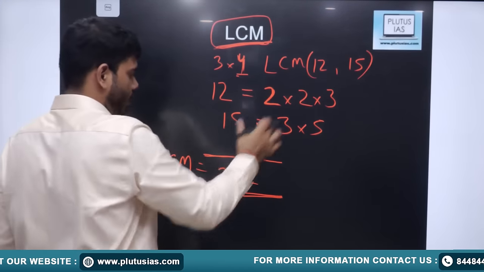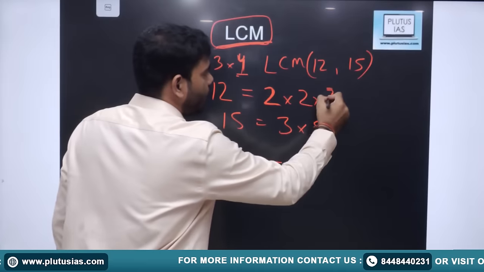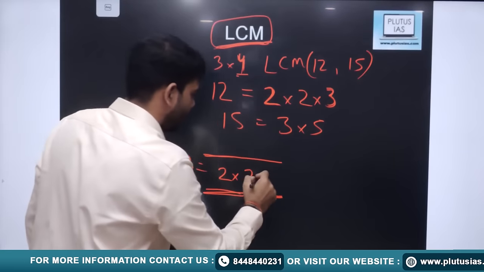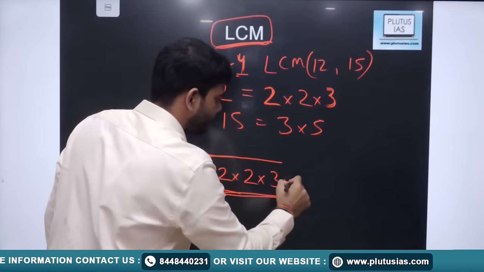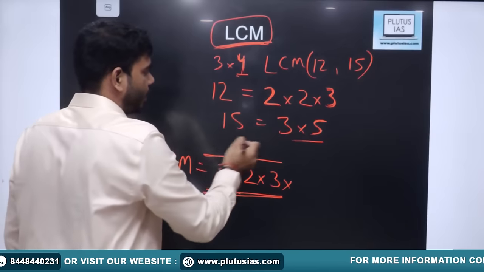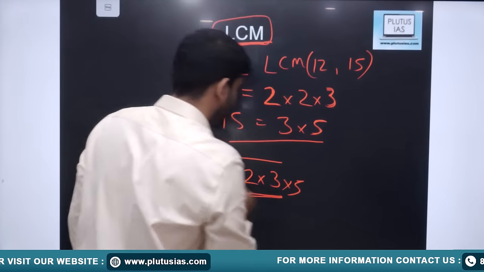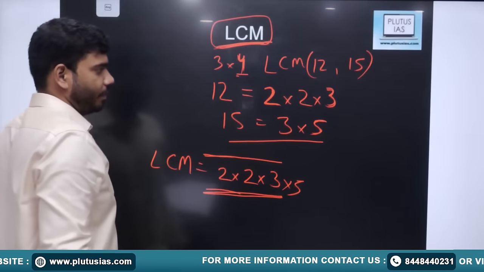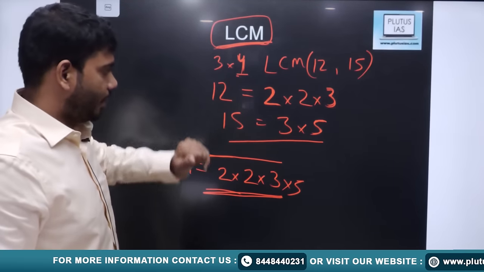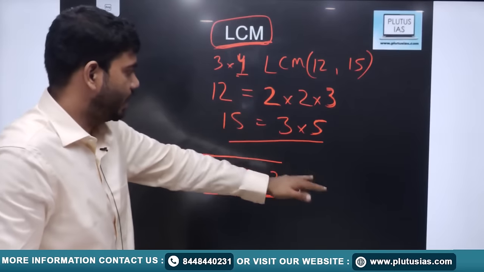2 into 2, क्योंकि इसमें दो बार आ रहा है तो इसमें भी दो बार आएगा. And then we have 3. 3 is only coming one time over here and only coming one time over here. So we can write 3 here. And then 5. 5 is only appearing in this prime factorization once. So we will write this 5. So this is the LCM of these two numbers.